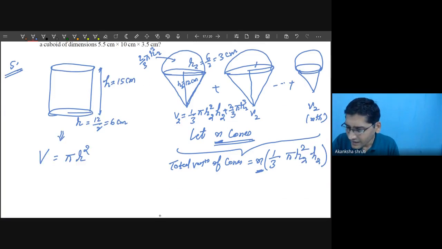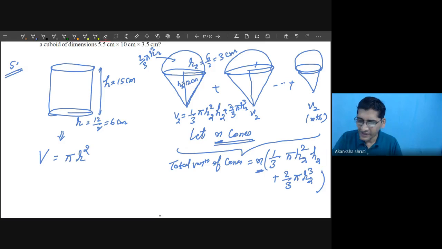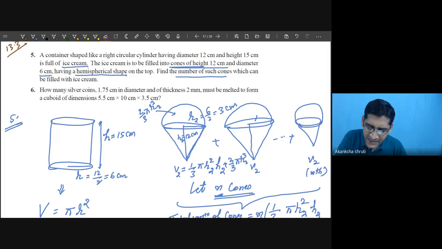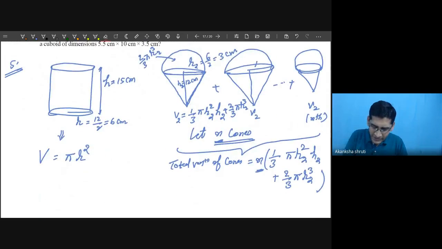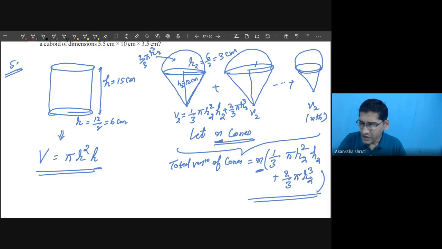Just extend it. Add 2 by 3 pi R2 cubed. This much. It is not ending here, but it is coming to this much. Now I think it is okay. Yes, the hemispherical shape on the top, so that we have considered. Find the number of such cones. So calculate the volume of the cylinder. Volume of the cylinder is pi r squared into h. Now this volume of the cylinder has to be equated with the total volume of the cones. It's so simple, and I hope you people can do it. I'm not going to calculate.